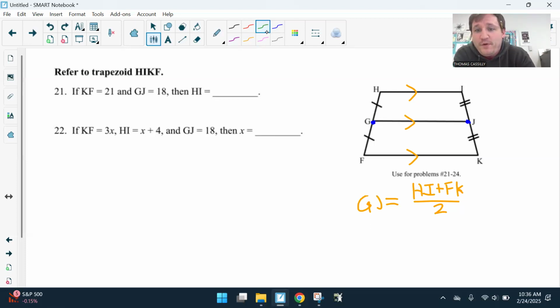But let's just plug in what we know. We know KF is 21. We know GJ is 18. So I'm going to say 18 equals HI. I don't know HI, so we'll leave it as HI. Sorry, that looks sloppy. Plus FK, which is 21. We're going to divide that by 2.